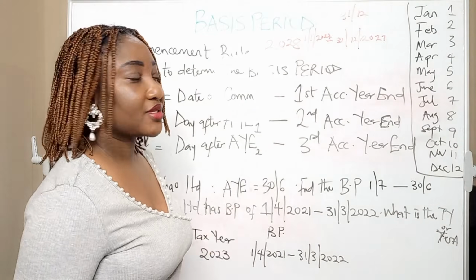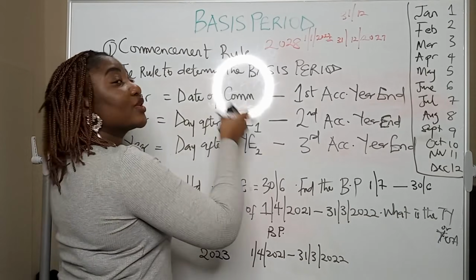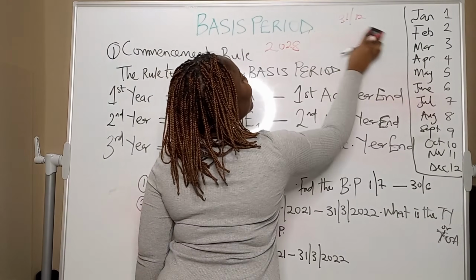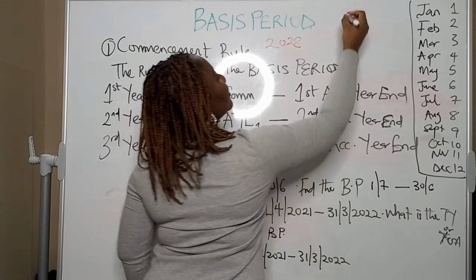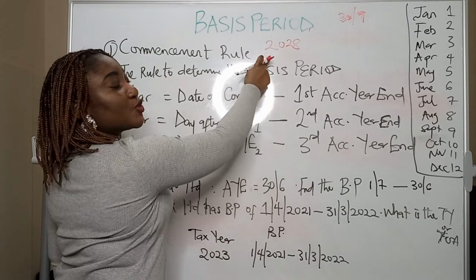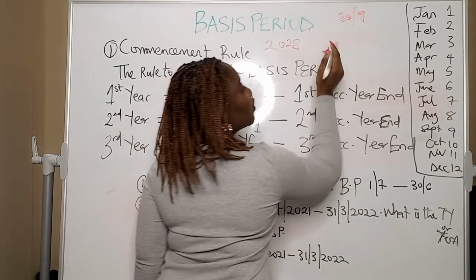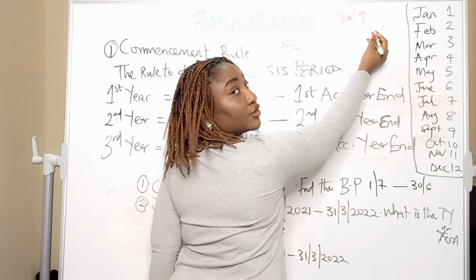Preceding year basis. Now I used January to December here. Let us use another one, the one that cuts into each other. Let's say the accounting year ends on 30th of September, and I ask you to prepare the basis period for this tax year. You will say 2027 is when it must end. So you write your what?